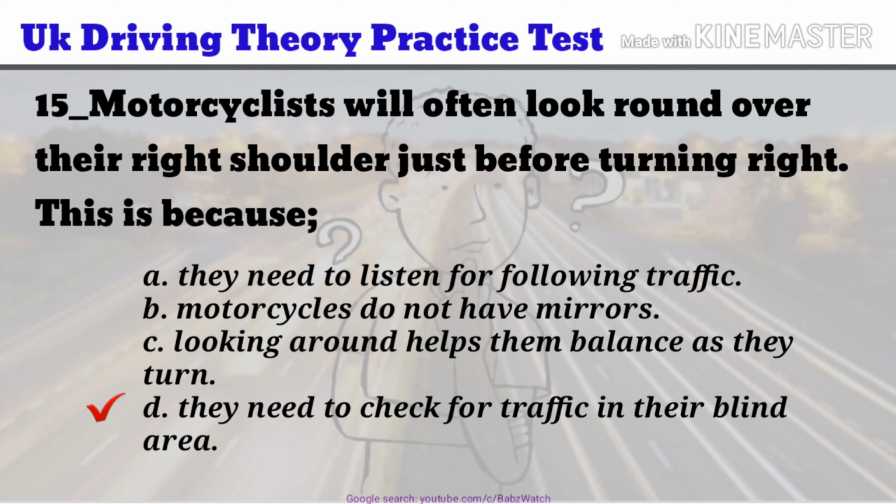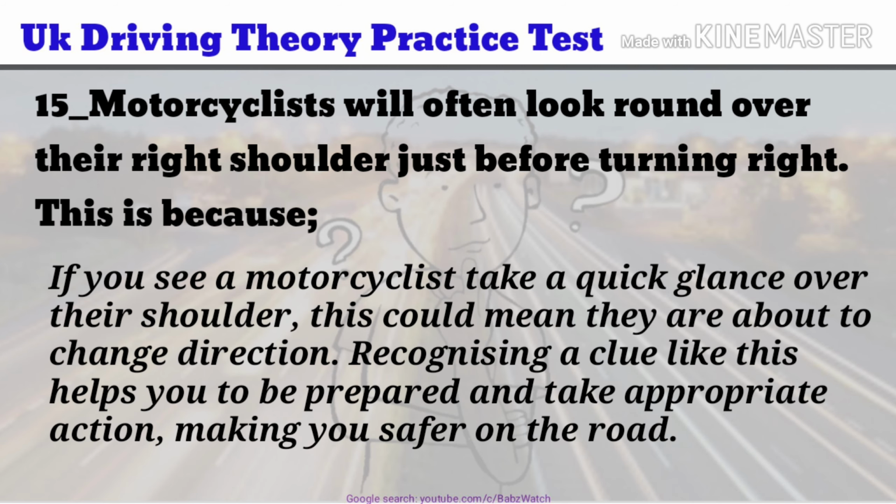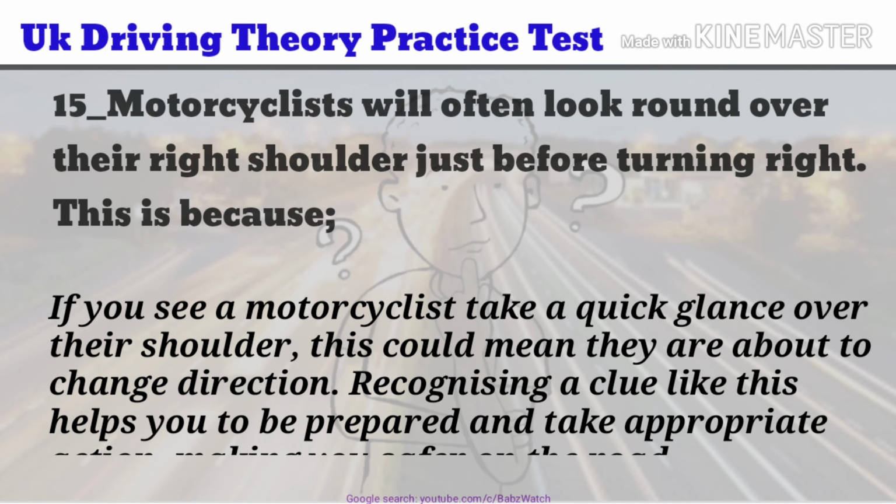They need to check for traffic in their blind area. If you see a motorcyclist take a quick glance over their shoulder, this could mean they are about to change direction. Recognizing a clue like this helps you to be prepared and take appropriate action, making you safer on the road.